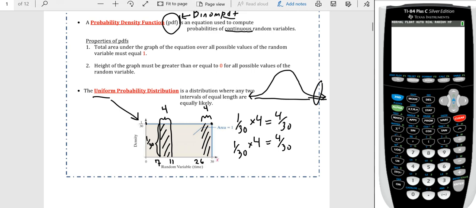So this is what we're talking about when we are referring to a uniform probability distribution. The distribution where any two intervals of equal length, here I had an equal length of 4, these two intervals have the same probability, or they are equally likely.